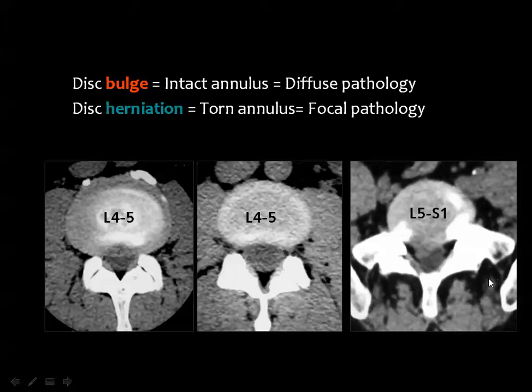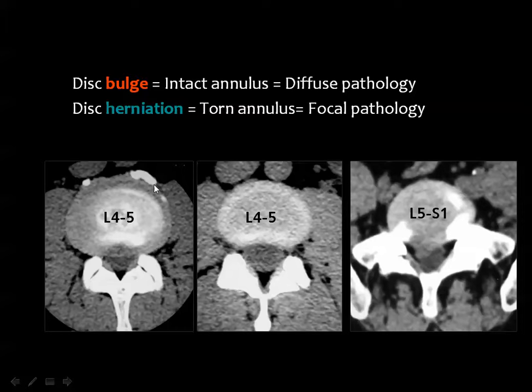Then how to discriminate between disc bulge and disc herniation or disc extrusion? You know that the posterior edge of the lumbar intervertebral disc is normally concave. Disc bulge means that the annulus is weak but it is intact, while disc herniation means that there is a tear in the annulus with extension of the nucleus outside the confinement of the annulus. Then, by definition, disc bulge is a diffuse pathology, and disc herniation is a focal pathology.